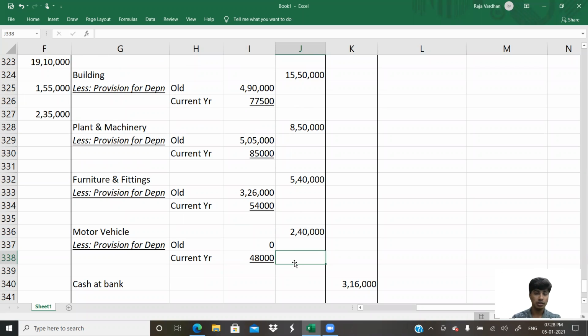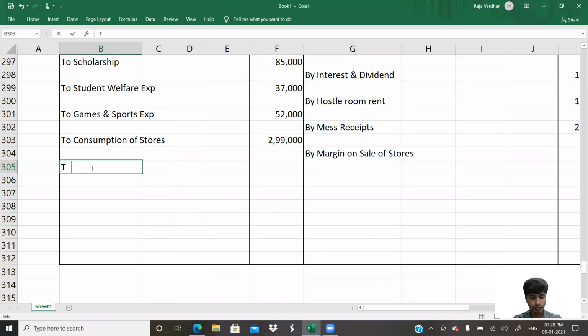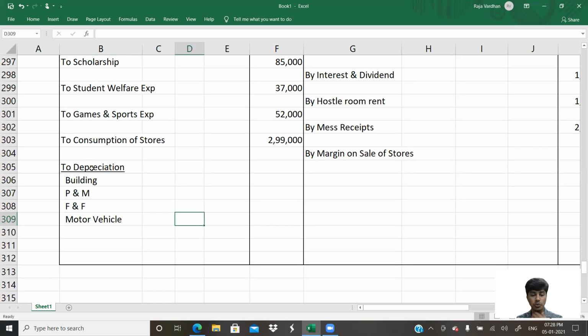So by this we're done with depreciation. But remember, it is an adjustment item. We have written it once. Where would the second place be that it will appear? It is an expense, so it will come on our expenditure side. So I'll write here depreciation on each of the items: building, P&M, furniture and fittings, and motor vehicle. So you would have to post it individually.